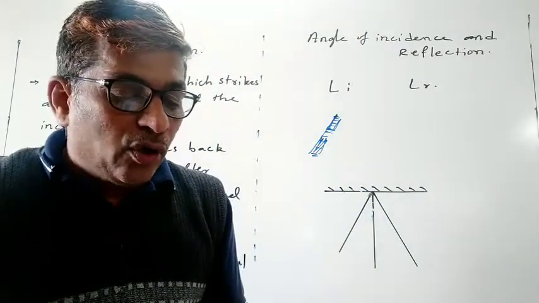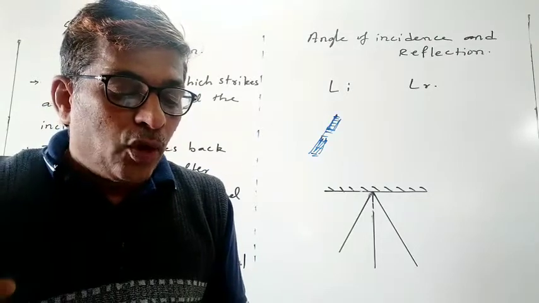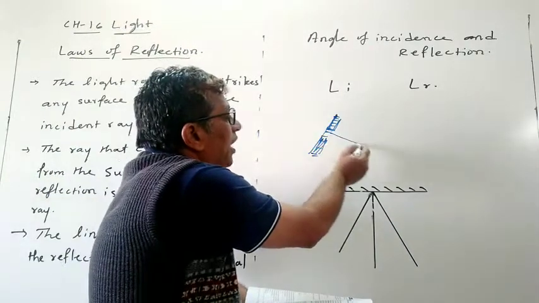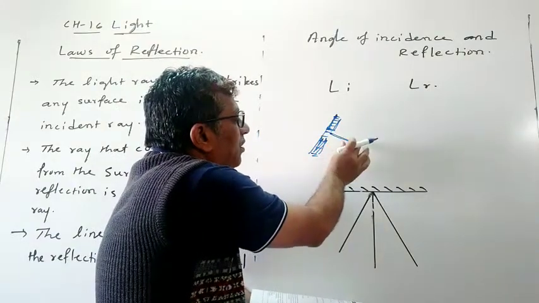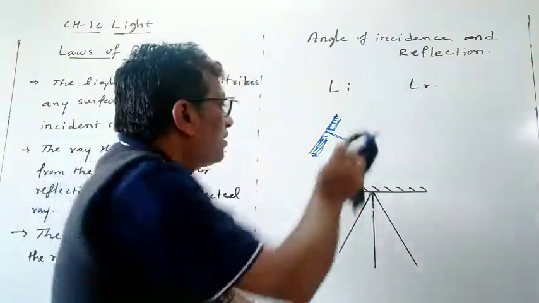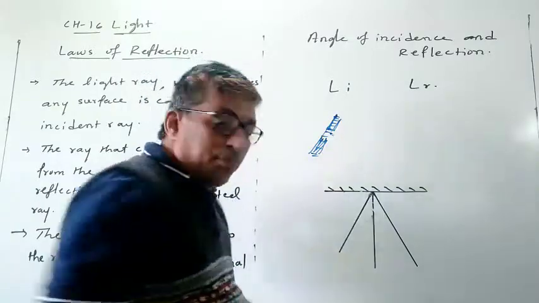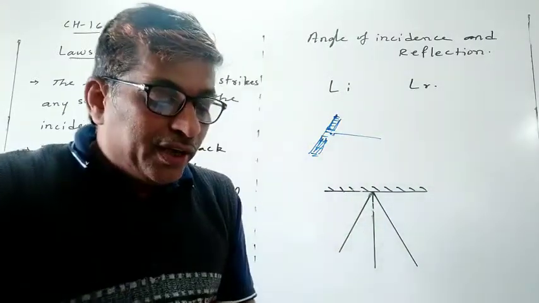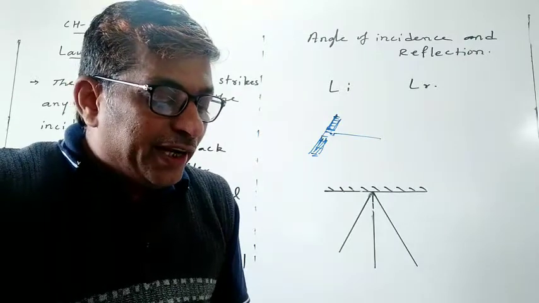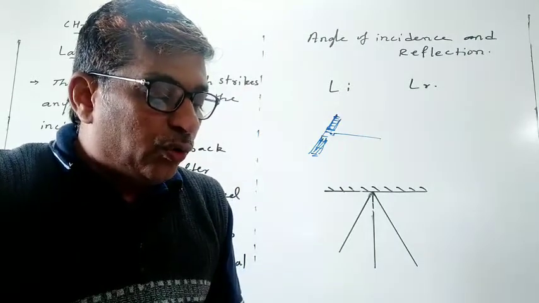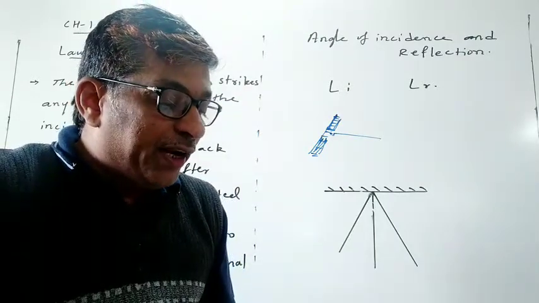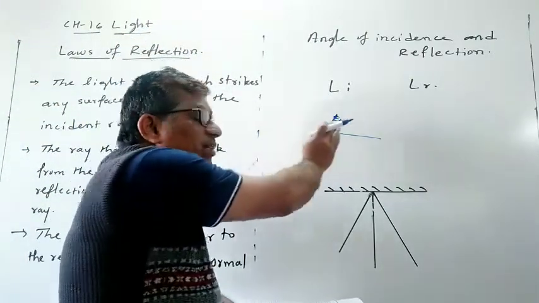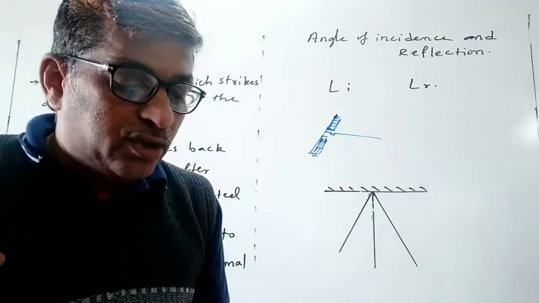Throw light from a torch through the opening of the comb from one side. Here you have to throw the light through this. With a slight adjustment of the torch and the comb, you will see a ray of light along the paper on the other side. Adjust it in such a way that you can observe the ray.